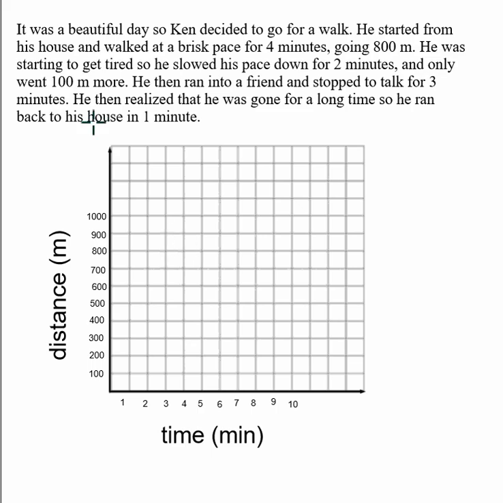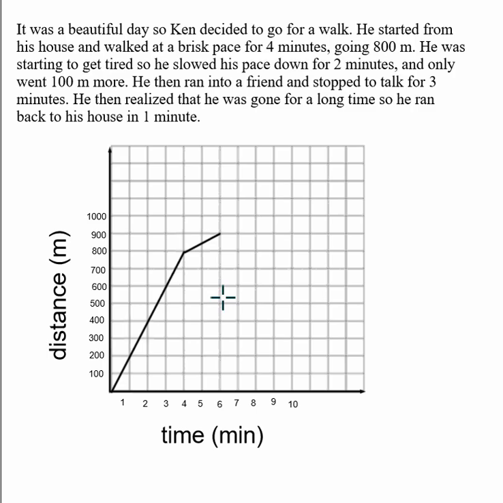So I'm going to take a line and start it at 0, 0, and go to 4, 800 right there. Okay, then it says he's getting tired, so he slows his pace down. So obviously our slope is not going to be as high, and that happens for 2 minutes, which means we're going to get to 6 minutes in total now. And it says he only goes 100 meters more. So we will now end up at the point 6, 900. And so that's going to look something like that. So a much less steep slope is being shown.